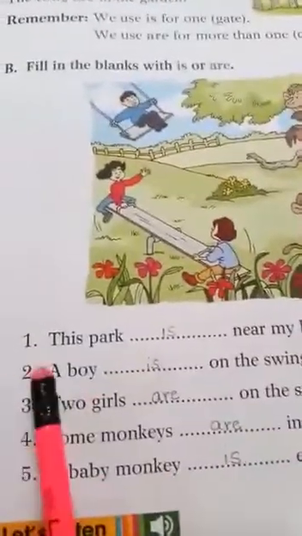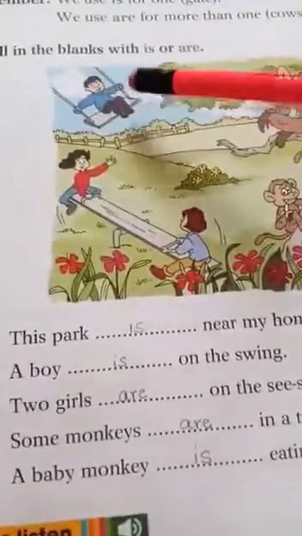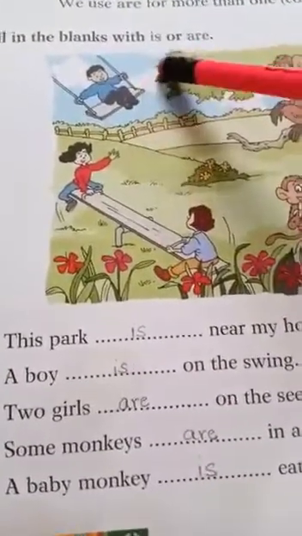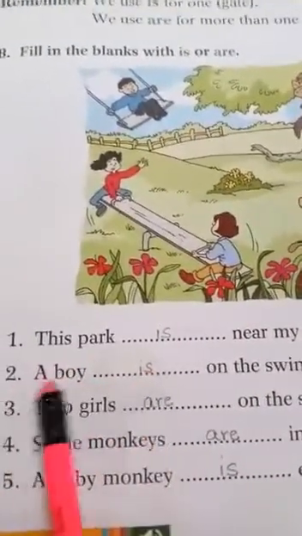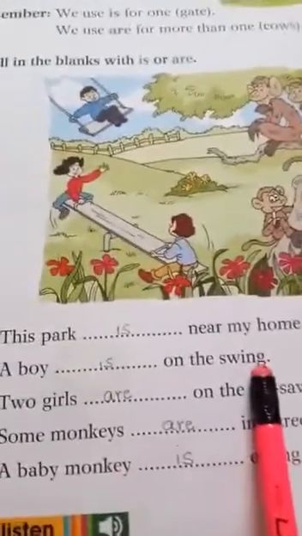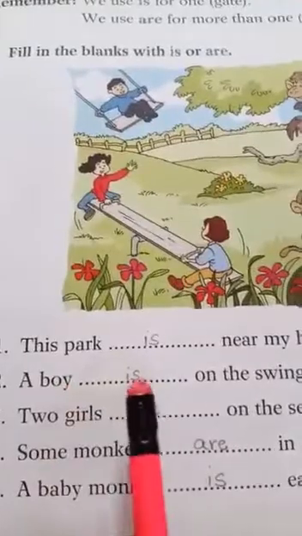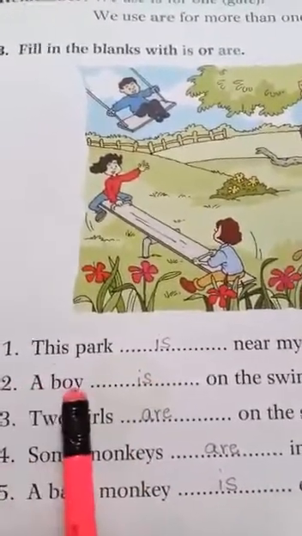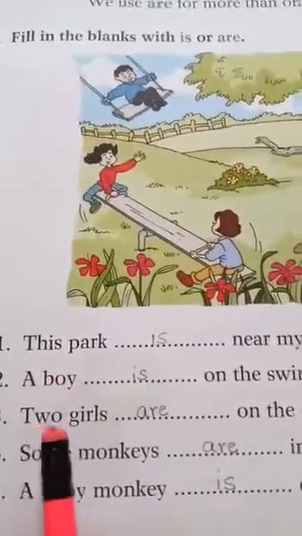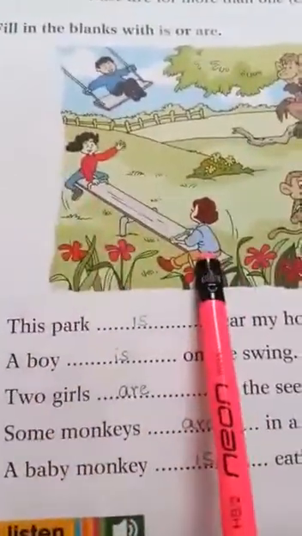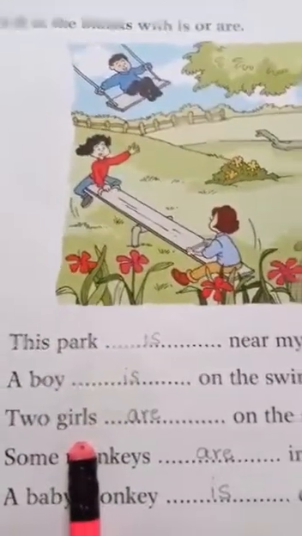Come down. A boy. A boy means one boy. So you will write is. One boy is on the swing. With singular words, we will write is. A boy is. Now two girls. Two girls means this is a plural word. So you will write are.